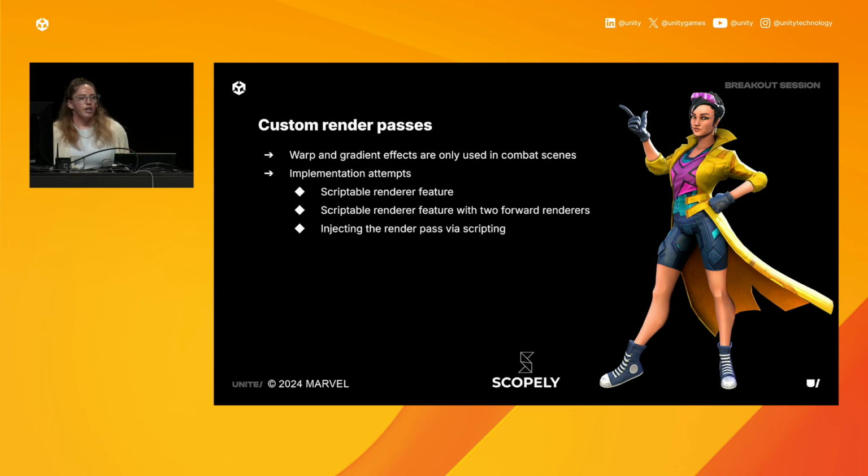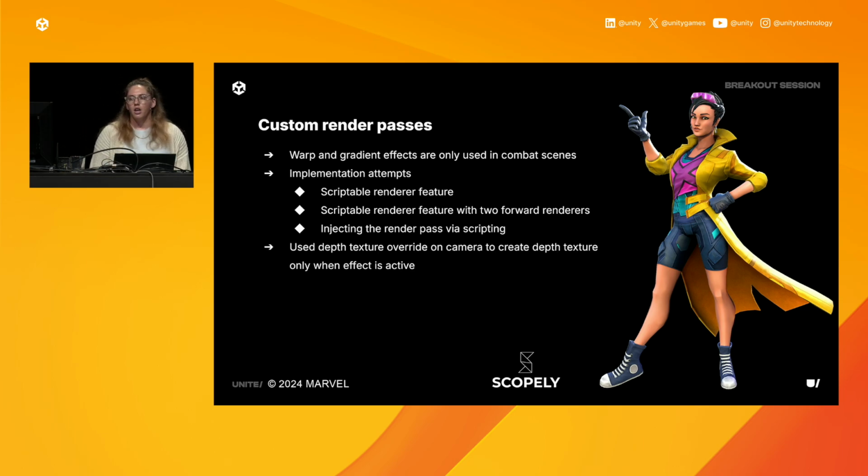So finally, we tried injecting the render passes via script, and this worked really well. We added a custom script to the camera in combat, and we were able to create and inject the passes when the features are enabled, and when they're disabled, we release the render textures. And when we did memory profiling with this, we saw our textures properly released when the effects were disabled, which was awesome. In addition, the warp effect also requires the use of a depth texture.